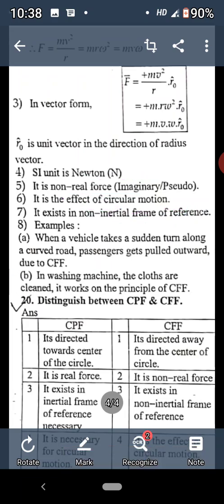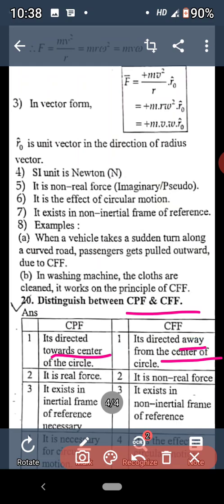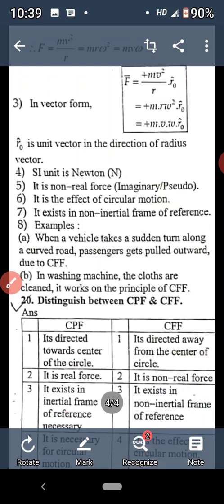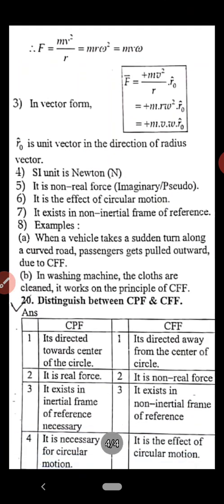Now let us see the difference between centripetal and centrifugal force. Centripetal force is directed towards the center. Centrifugal force is directed away from the center. Centripetal is a real force, centrifugal is a non-real force, and centripetal force exists in an inertial frame of reference. Centrifugal force exists in a non-inertial frame of reference. So in this way, there are different points which are to be explained. The fourth point: centripetal force is for circular motion, and centrifugal force is the effect of circular motion.